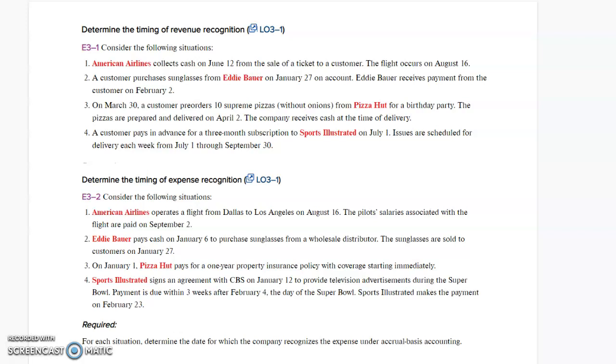Number 4, signs an agreement with CBS on January 12th to provide television advertisements during the Super Bowl. Payment is due within 3 weeks after February 4th, the day of the Super Bowl. They make the payment on February 23rd. Again, signing an agreement in January is not something that we record. Nothing has changed hands, no services have been provided. Everything happens in February. So the payment is going to happen in February, and that's when we're going to record the expense.